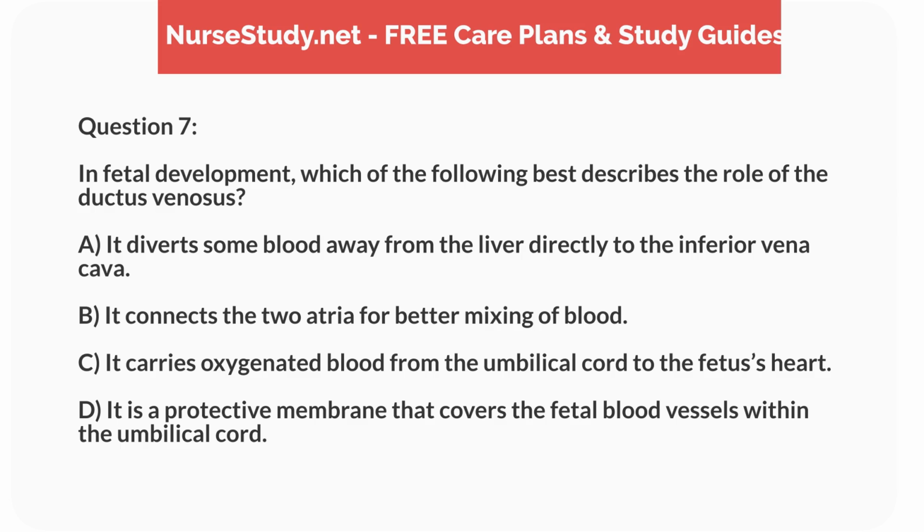A. It diverts some blood away from the liver directly to the inferior vena cava. B. It connects the two atria for better mixing of blood. C. It carries oxygenated blood from the umbilical cord to the fetus's heart. D. It is a protective membrane that covers the fetal blood vessels within the umbilical cord.